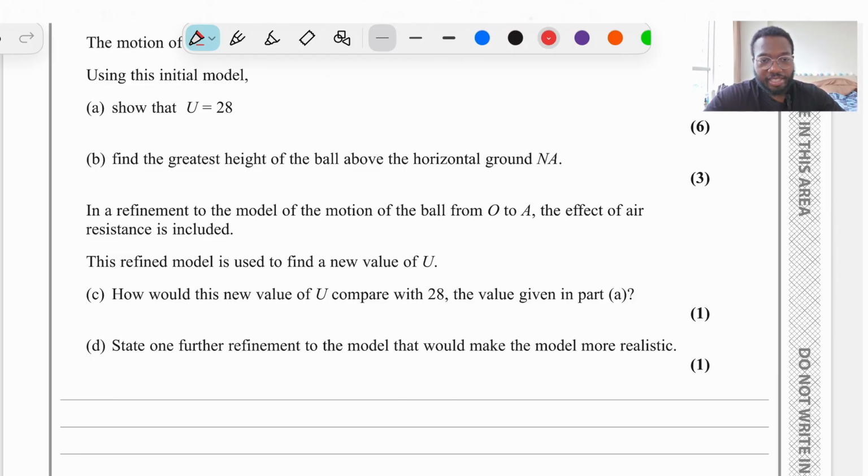that would make this model more realistic. Loads of things you can say. These come up every single time. You can say something like the size and dimensions of the ball should also be included to make it more realistic. Okay, but that is this paper done. Overall, I'd say a very nice paper.